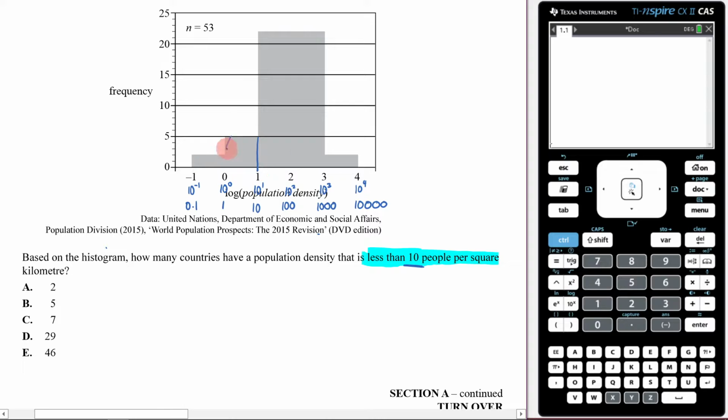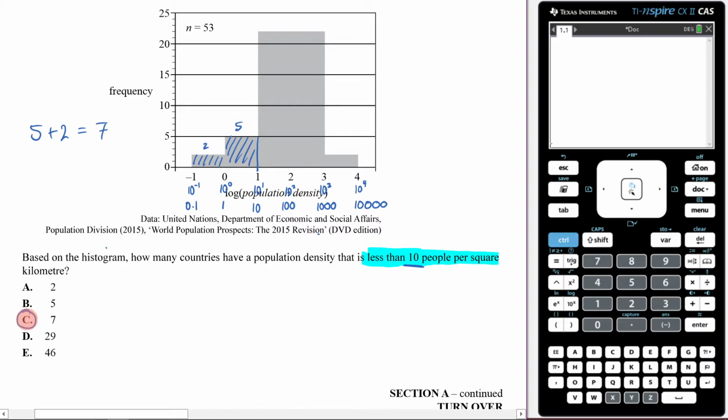Less than 10 will be everything here and everything here. So that will be 5, and that will be 2. So I simply have to go 5 plus 2, which is equal to 7. My answer is 7 there. That's what it is. 5 plus 2 is 7. 7 is the answer. So we're done.